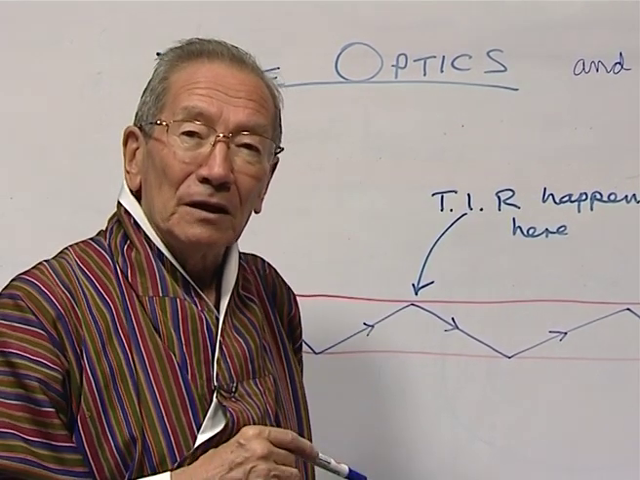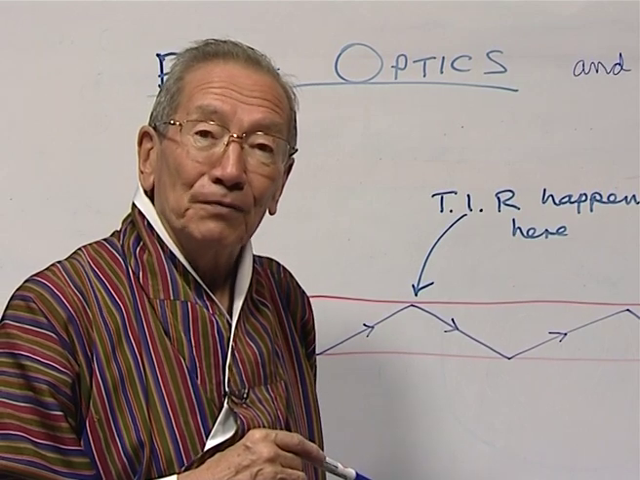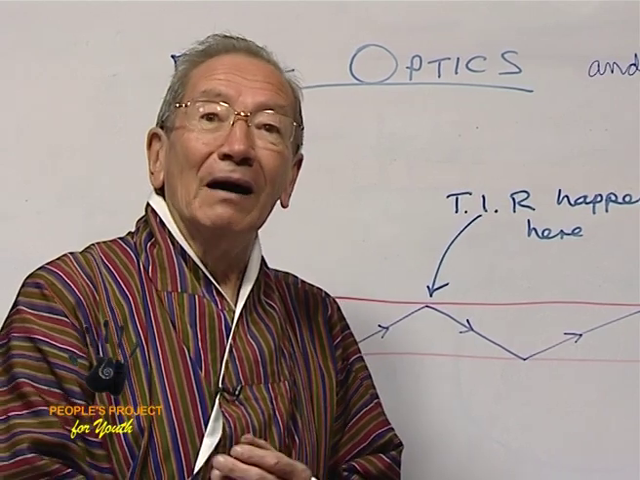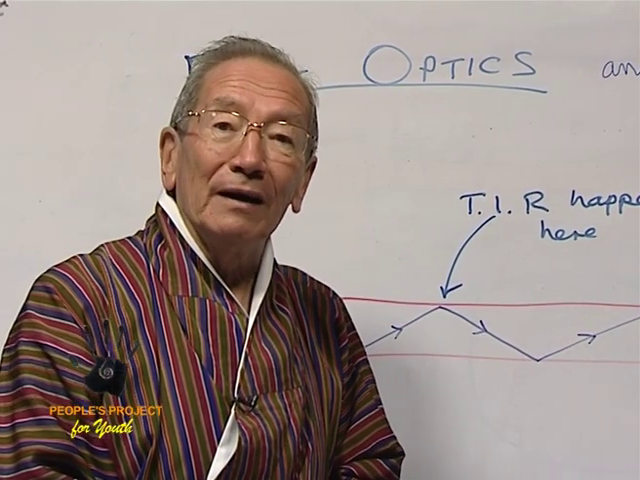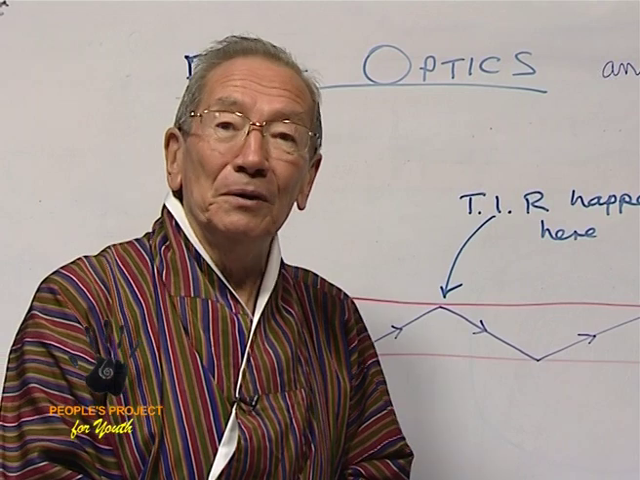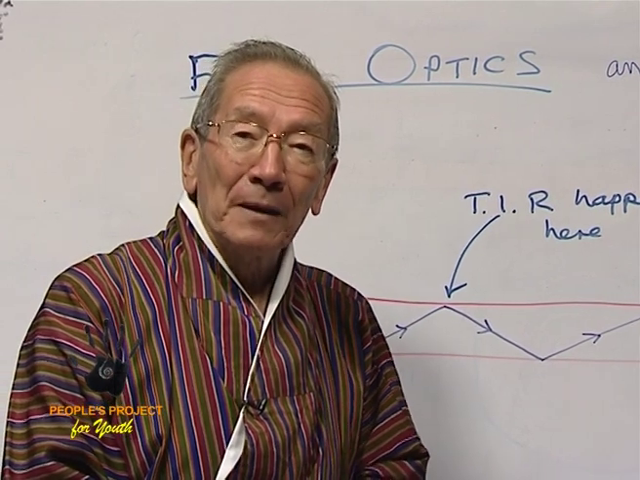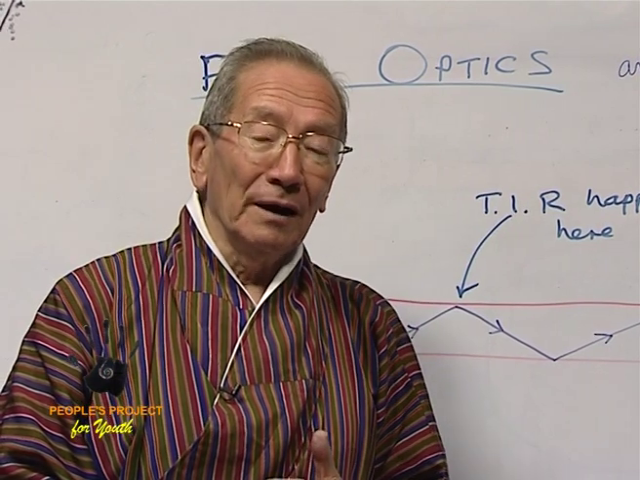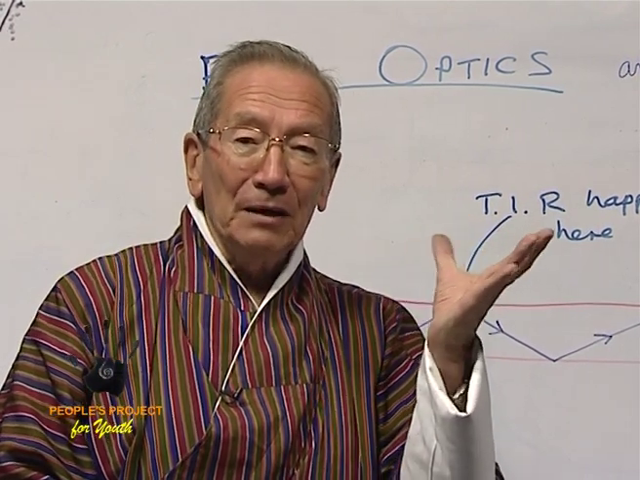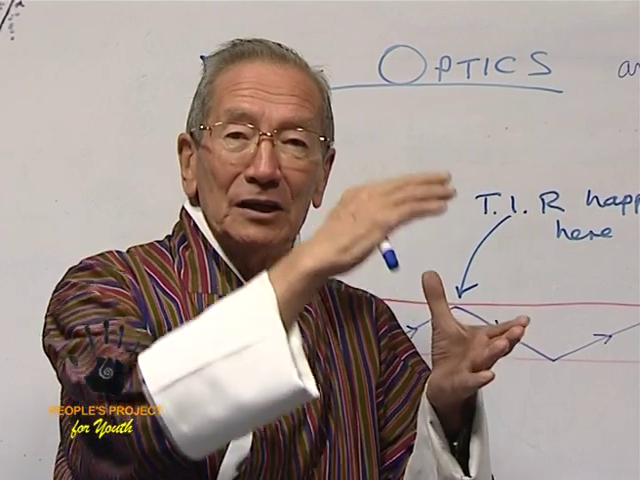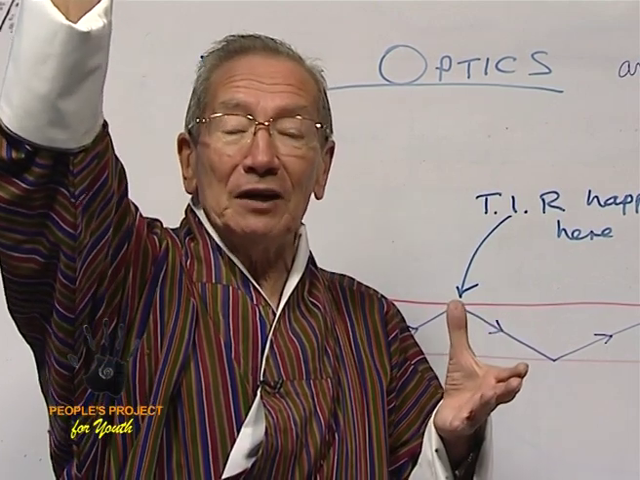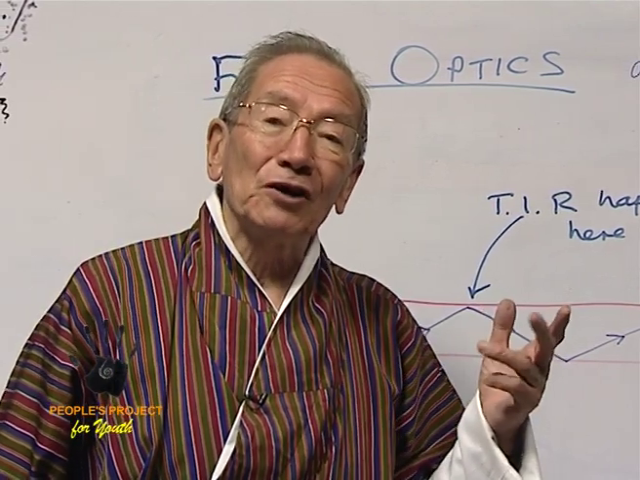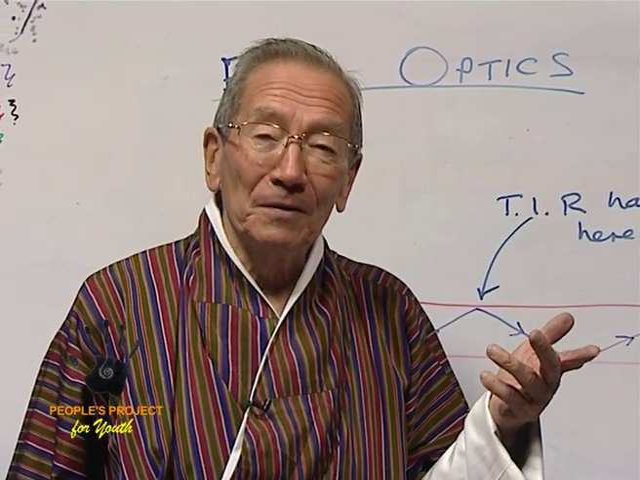Now, total internal reflection is very useful, and we depend on total internal reflection for our mobile phones and for our international communications from Bhutan. In the past, if we were going to talk to London from Bhutan, we would have a radio signal which went from a satellite dish up into the sky to a satellite and then back down into London, a total journey of about 150,000 kilometers.